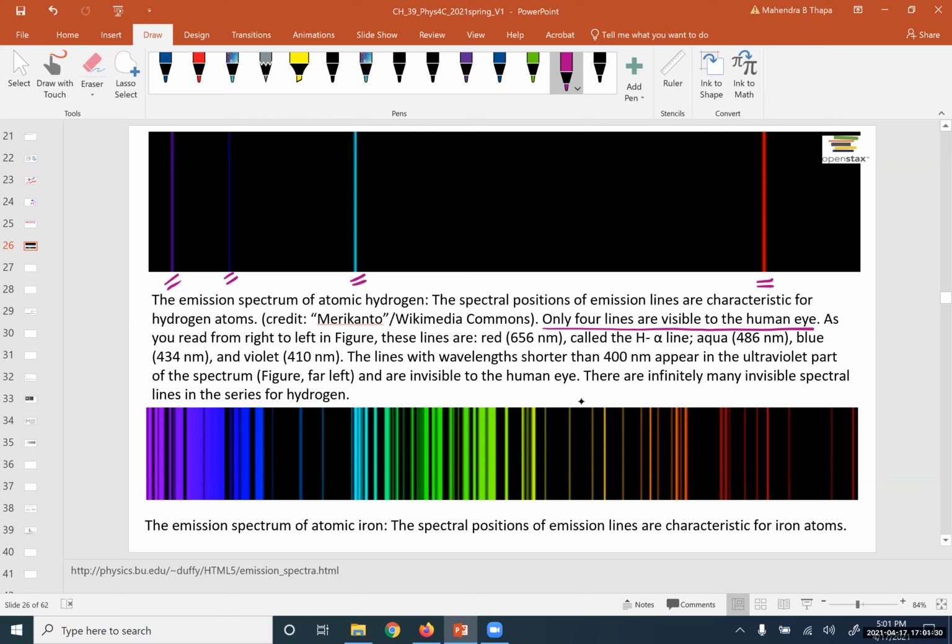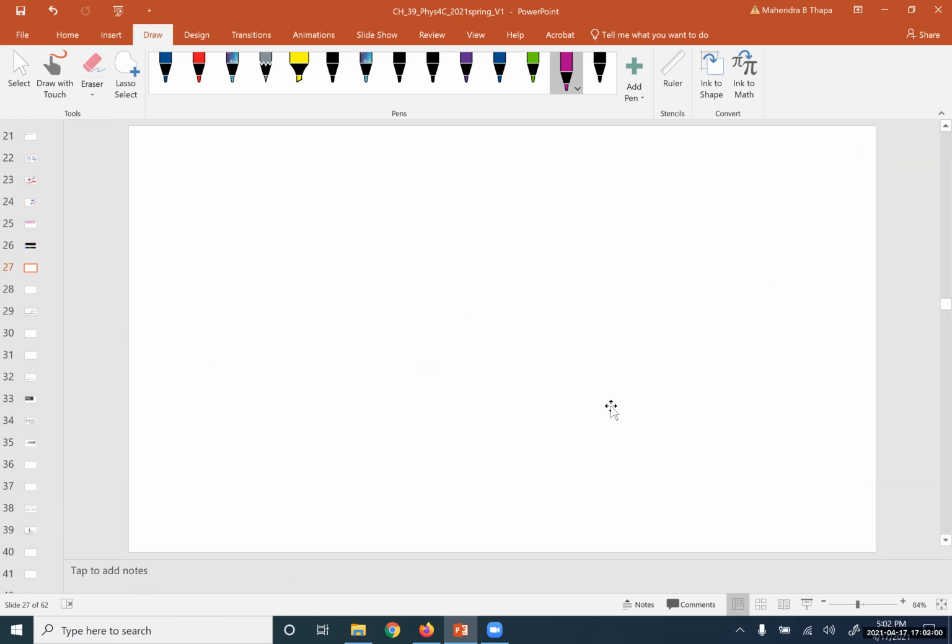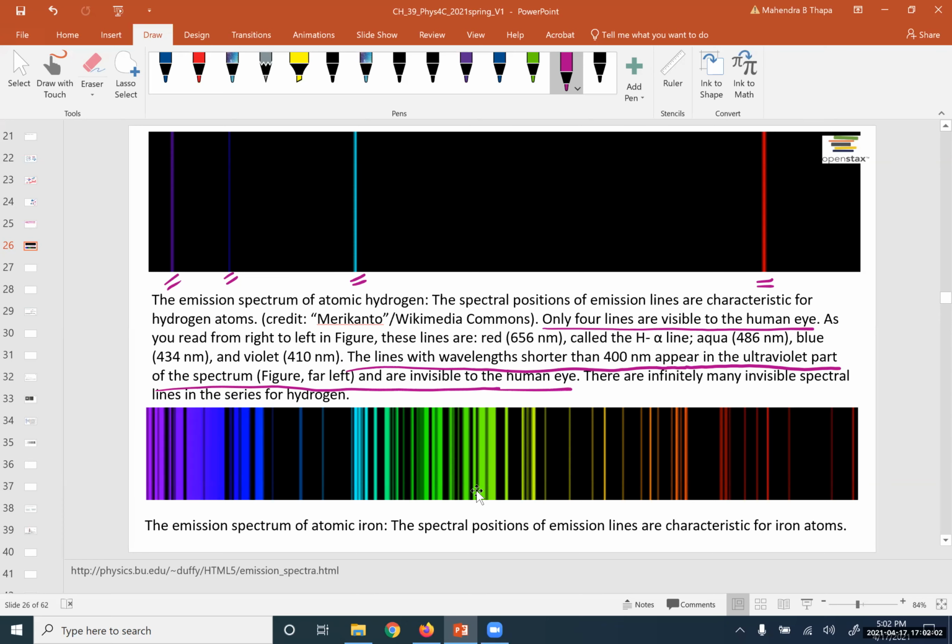There could be many, but the lines with wavelengths shorter than 4,000 nanometers appear in the ultraviolet part and are invisible to humans. There are infinitely many invisible spectrum lines in the spectrum of hydrogen. So this particular frequency, particular wavelength, is the emission spectrum, or we can get the similar frequency in the absorption spectrum. Okay, so let's see one simulation over here.